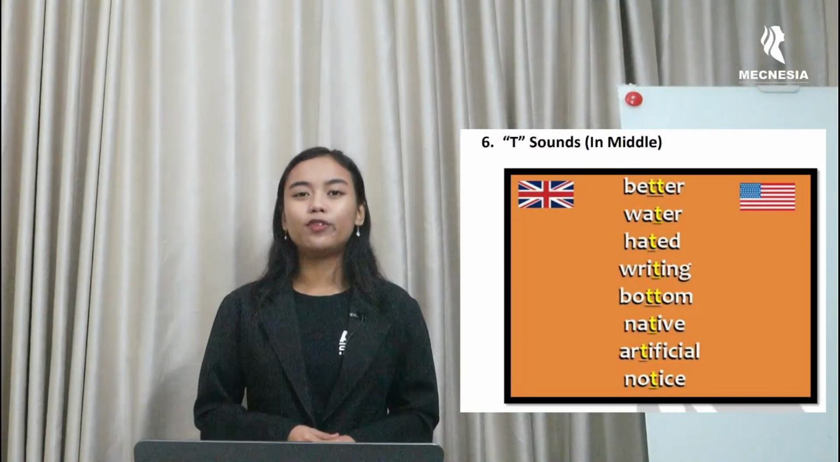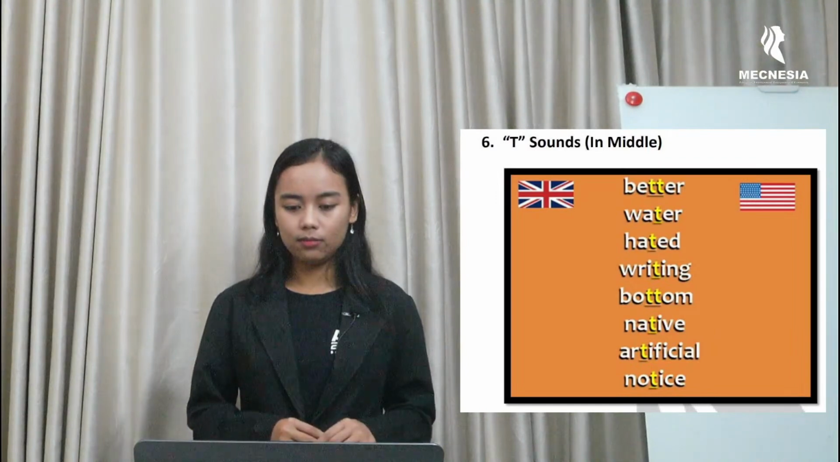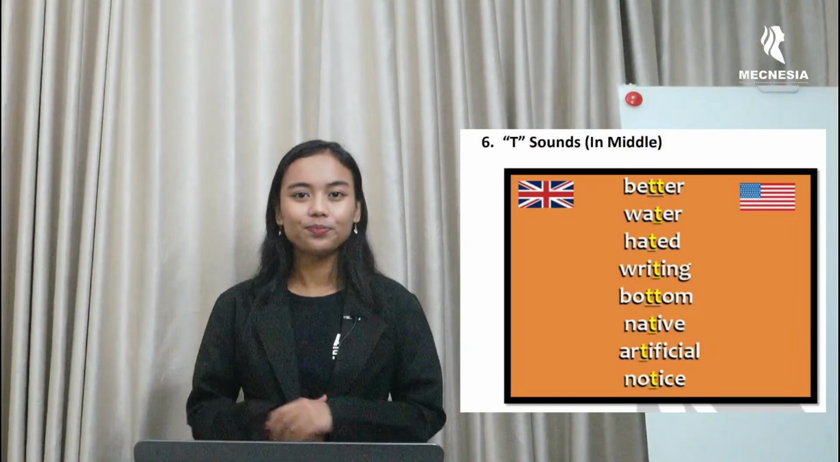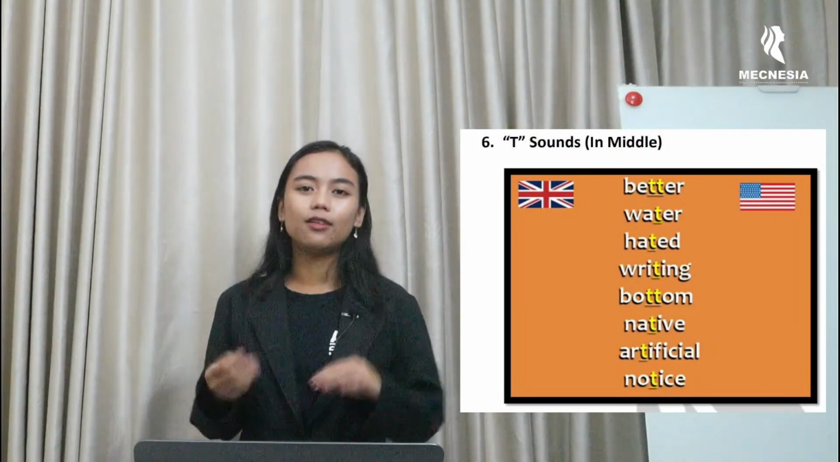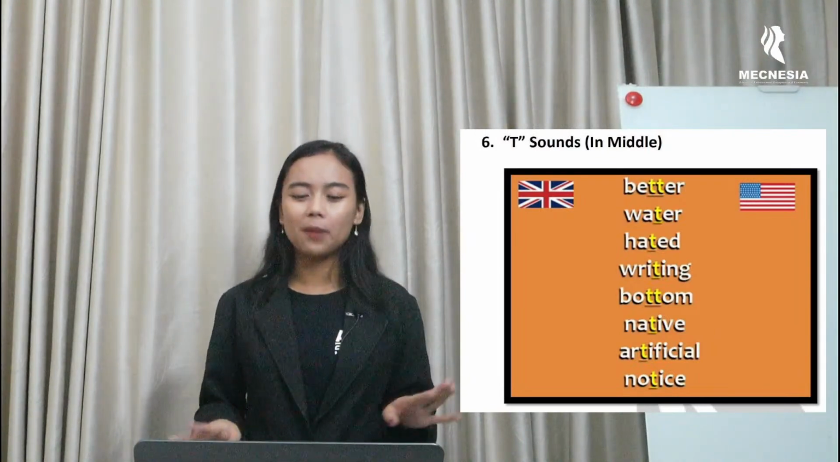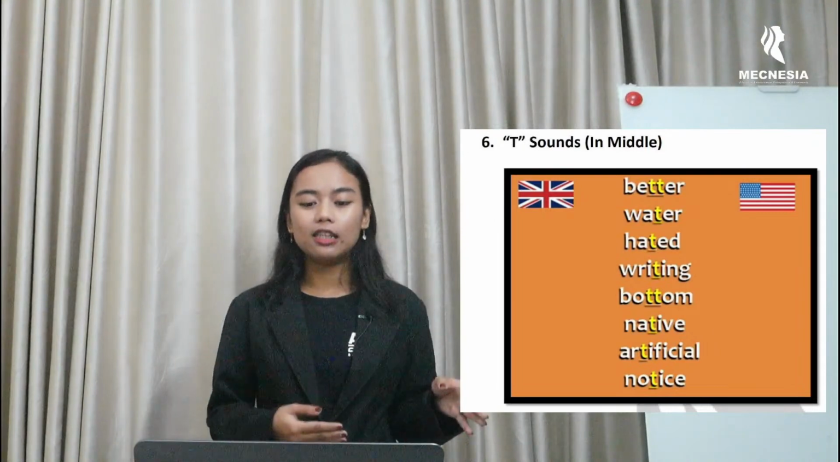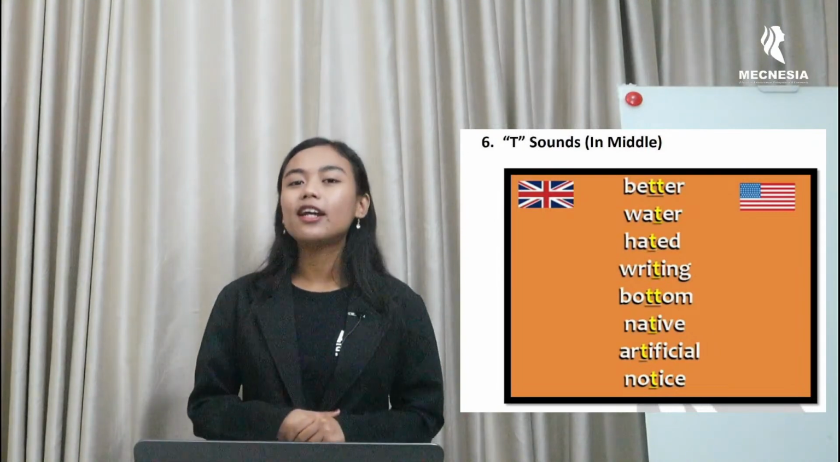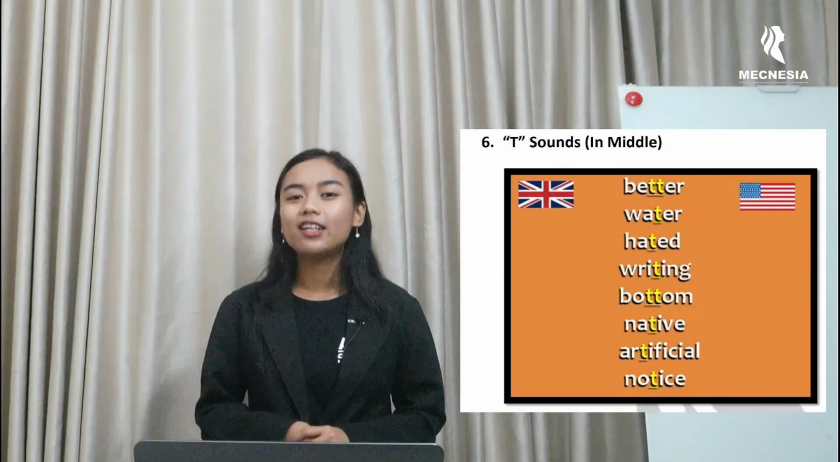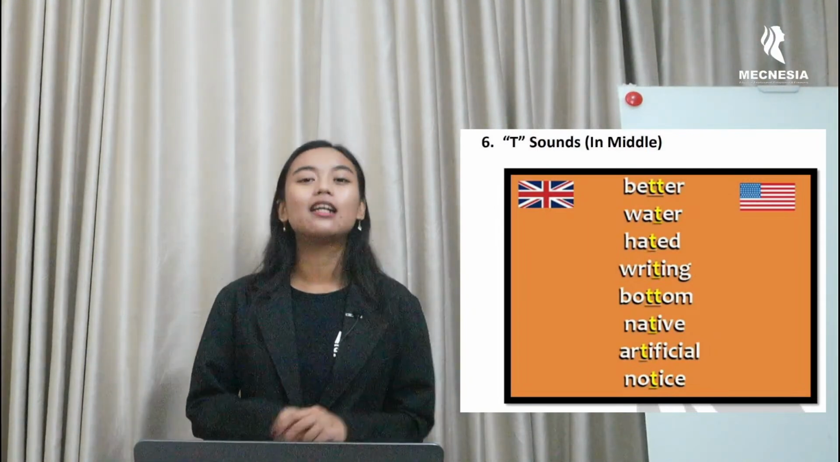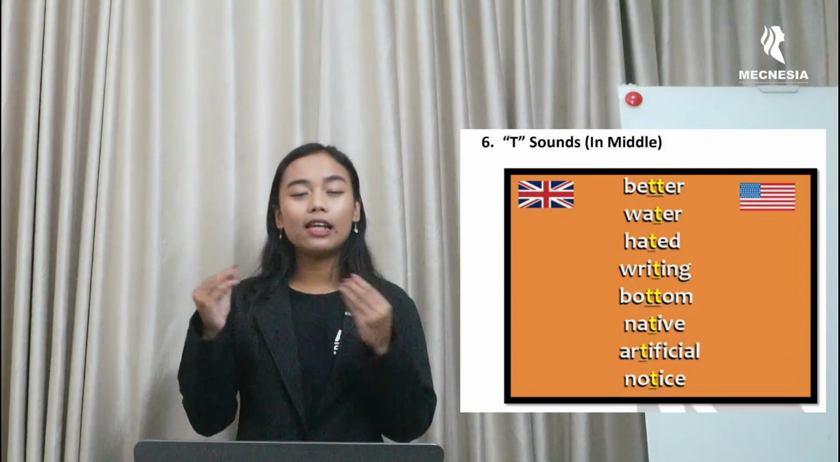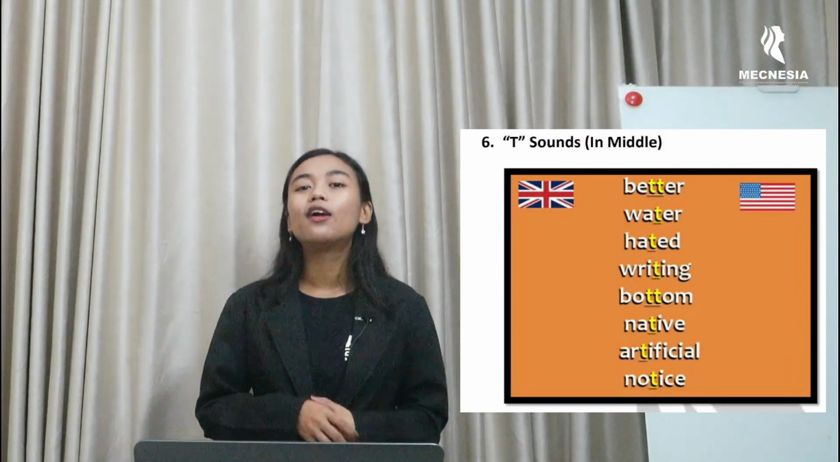Now, let's move to the next word. We have writing. Remember, the W is silent. Huruf W-nya silent, jadi nggak usah dibaca. In British English, we say it as writing. Let's say it with me. Writing. While in American English, we say it riding.